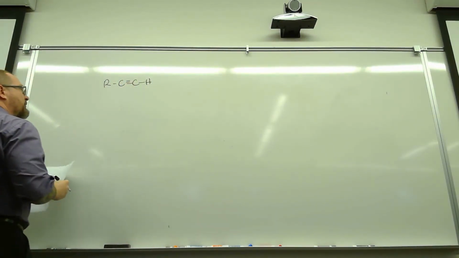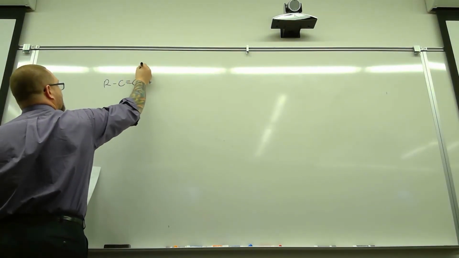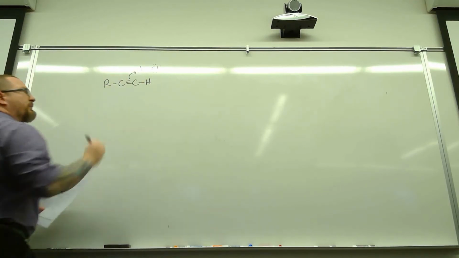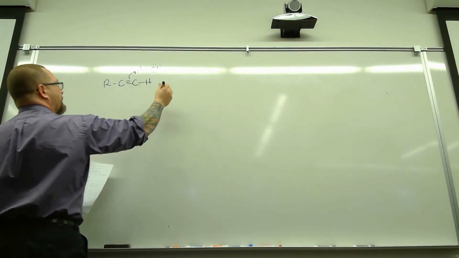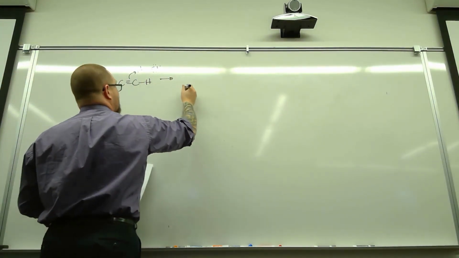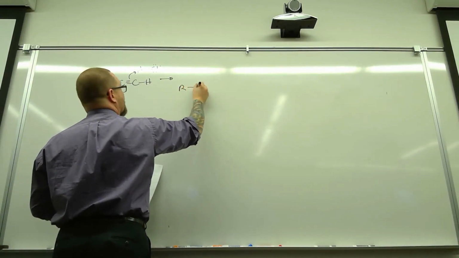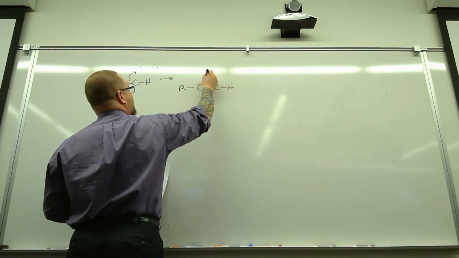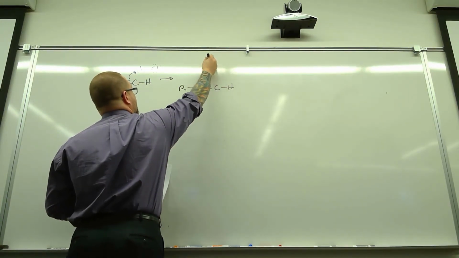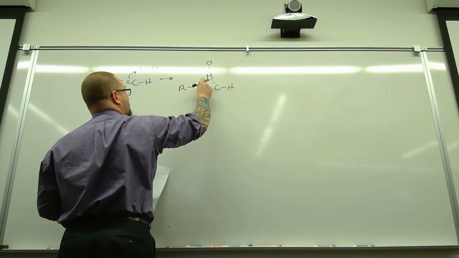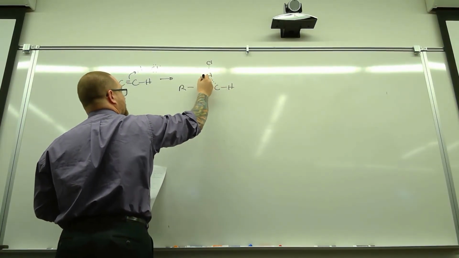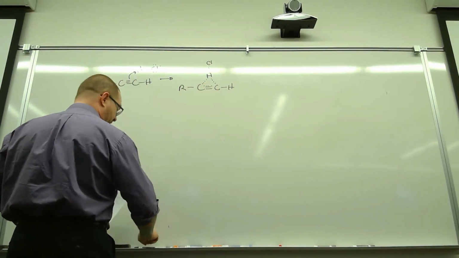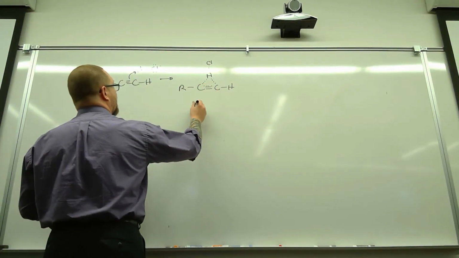we'll do a terminal alkyne. We've got hydrochloric acid. We're going to do our first attack, which is going to give us our pi complex. The pi complex is then subject to a second attack.